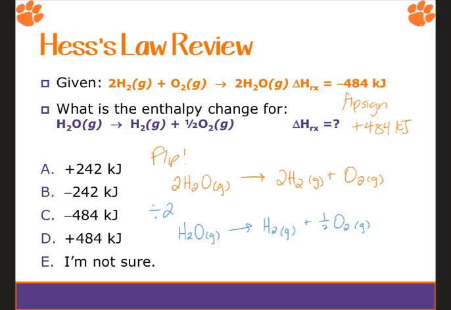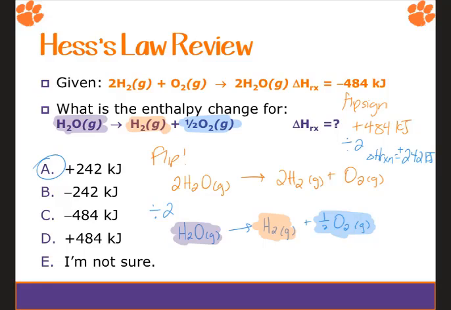Okay, so let us see. I've got 1 water, I've got 1 water, I've got 1 hydrogen, I've got 1 hydrogen, I've got half of an oxygen, I've got half of an oxygen. Okay, so everything's as it should be, so I just have to pay attention to my delta H. So I flip the sign in my first step. For my second step, I have to divide it by 2. So here, our delta H of the reaction is 242 kilojoules, and that's positive. So my answer here is letter A.